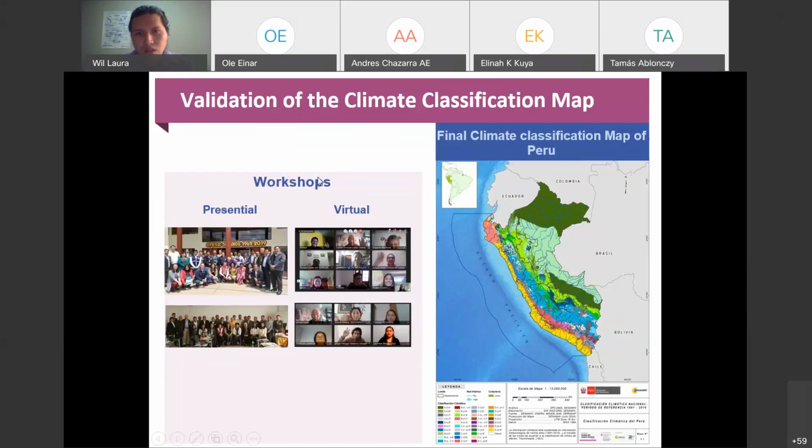Once we got these observations, we analyzed them with other sources of information, for example, life zones and types of ecosystem over the country. There were 4 presential workshops and more than 10 virtual workshops. And then we finally got the climate classification map of Peru, as you can see on the right side of the slide.